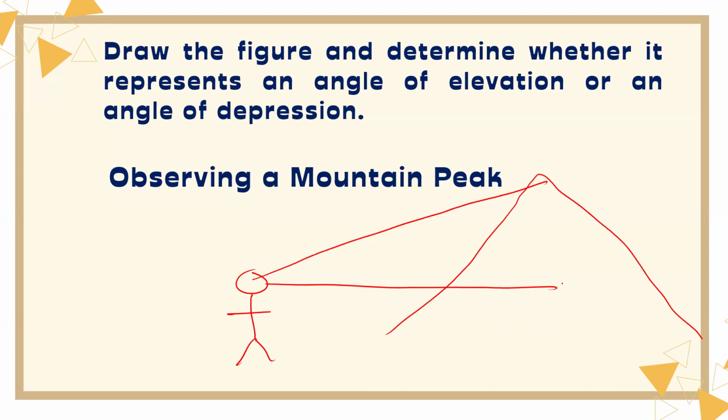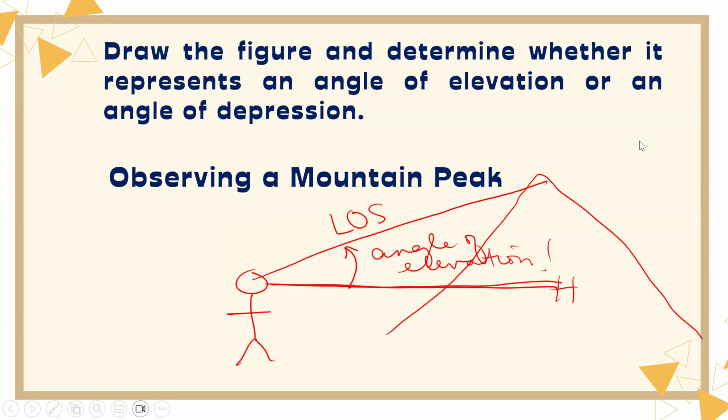Were you able to draw this now on your notebooks? What angle do you form in this case? Any guess? Very good. This is your angle of elevation. Very good because you are looking up with respect to the horizontal line. So your line of sight is going up, so that's your angle of elevation. You're forming the angle of elevation.